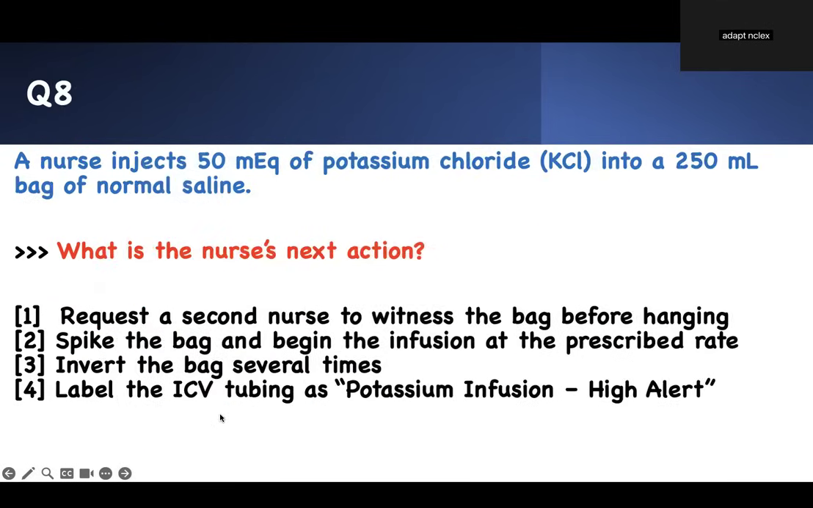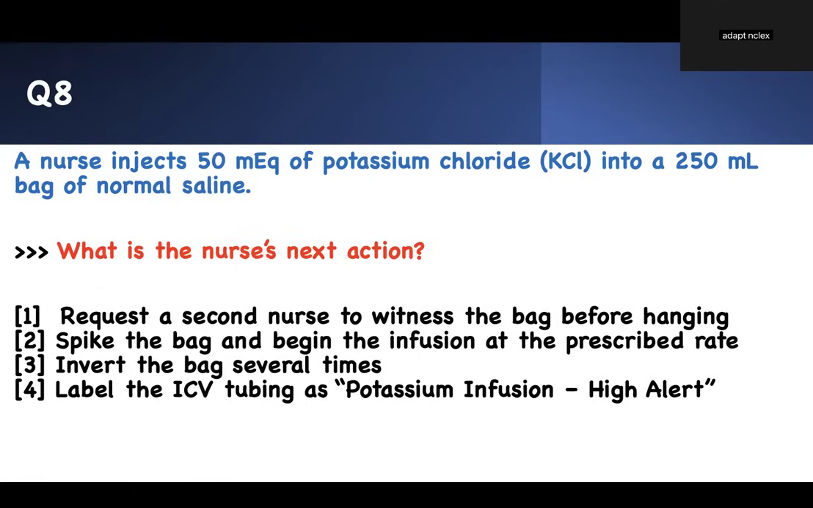How many answers have you got so far? We are at number 8. Two more. I know you get 7 out of 7. Let's get 8 out of 8, right? And let's inject 50 milliequivalents of potassium chloride into a 250 mL bag of normal saline. What is the next action? This is complete fluid fundamentals. You have to know how to prepare potassium, and you have to know how to give it to the patient.